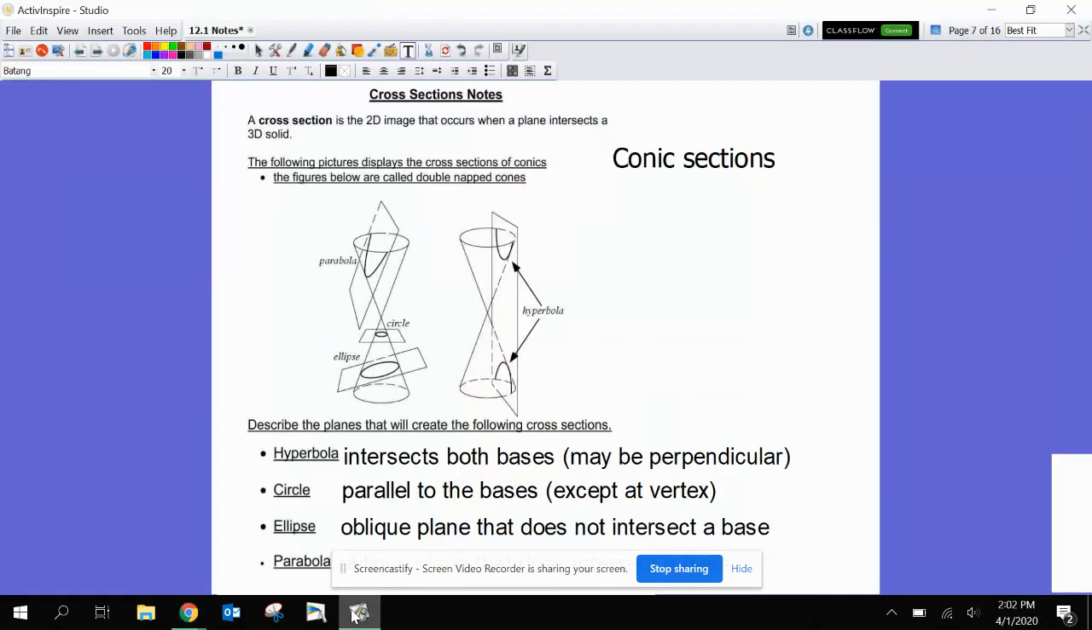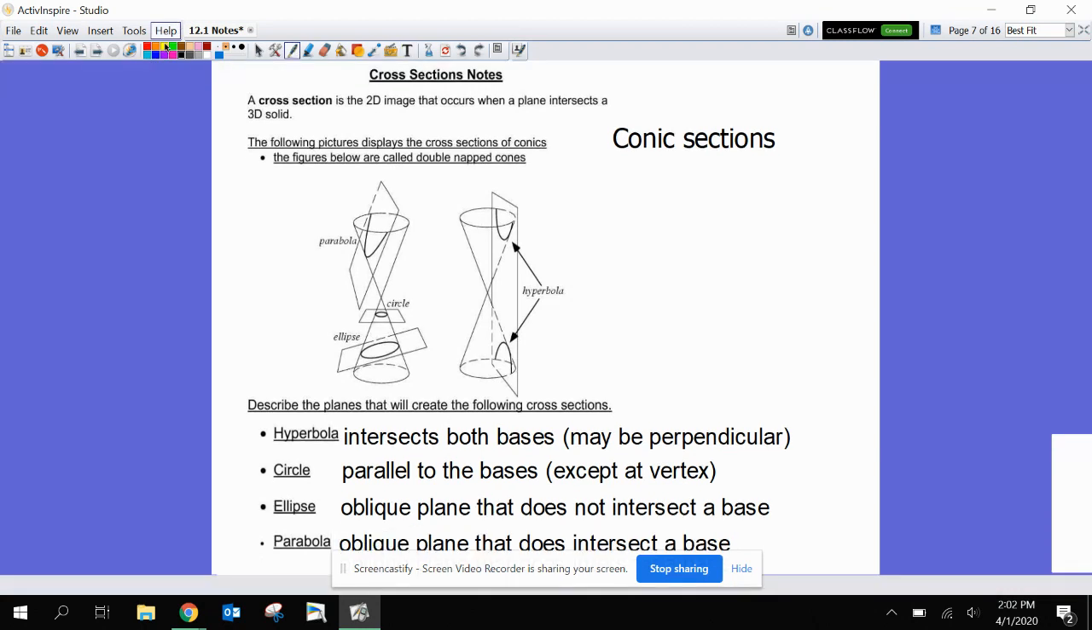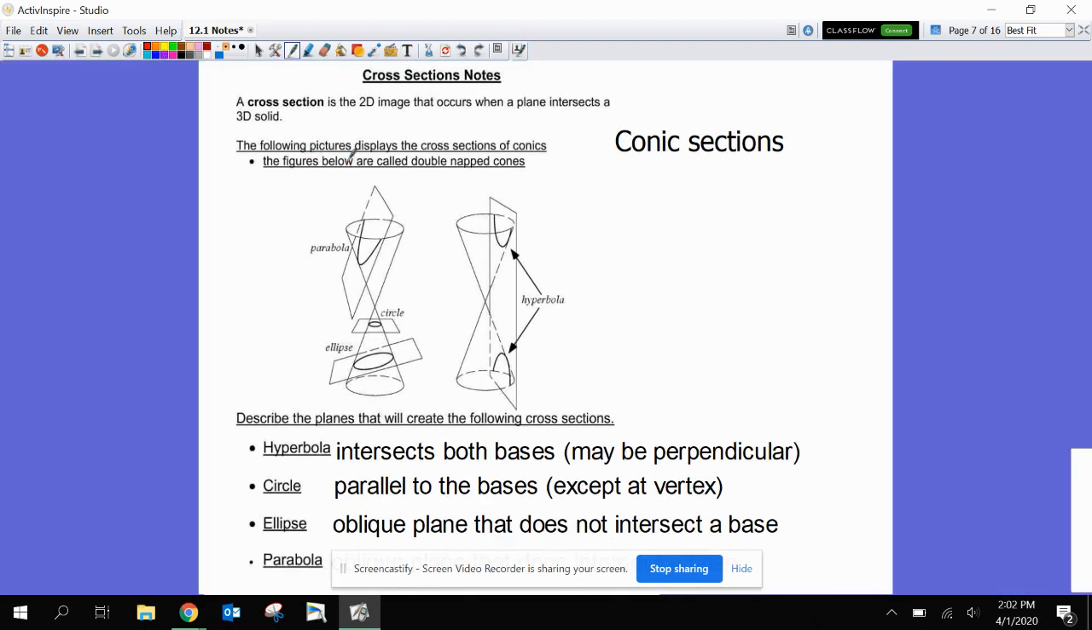Real quick, before I almost forgot this here. When you do conic sections here, I'm going to highlight this on your notes here. The following figure, I'm going to read this to you. The following pictures display the cross sections of conics. The figures below are what are called double napped cones. Basically, that is just two cones, this top cone and this bottom cone, and they are joined together at their vertices. And so they share a vertex, and then the bases are going to be parallel to each other. So basically, it's just two cones stuck together at their vertex, but the bases have to be parallel.